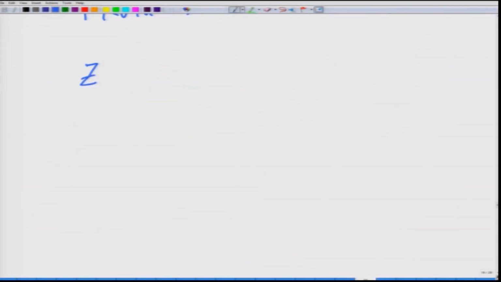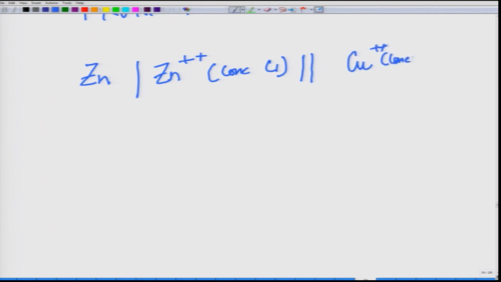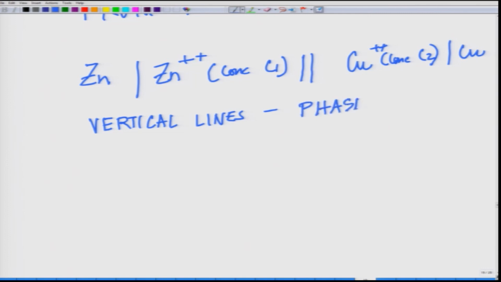There is a way to represent it by a simple representation. Here you have the zinc, Zn2+ with concentration C1, the double line, and then you have Cu2+ with concentration C2. This is from the solution coming to copper. The vertical lines indicate the phase boundaries, the different phase boundaries. So, you are seeing there are two phases.